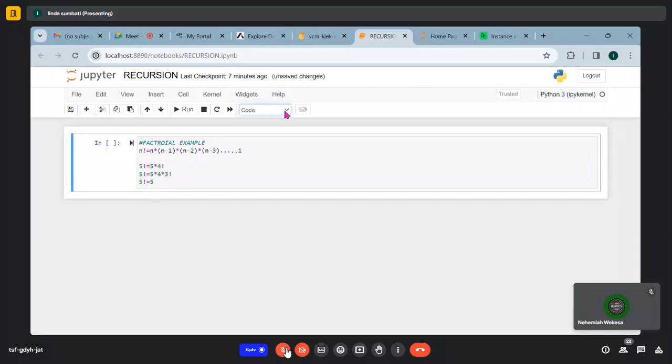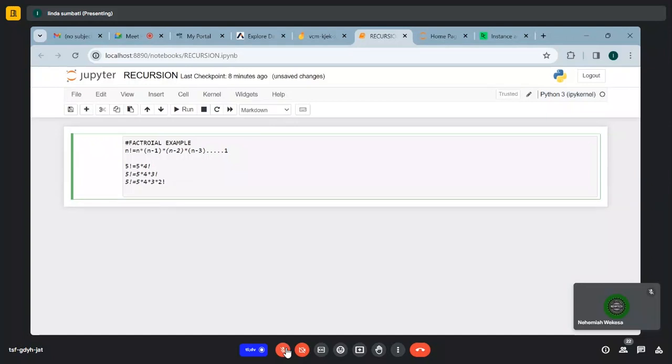Let me make this a markdown. Yeah, this is better. So the next one will be 5 times 4 times 3 times 2 factorial. Then the last one: 5 factorial will be 5 times 4 times 3 times 2 times 1, and 1 factorial is just 1.